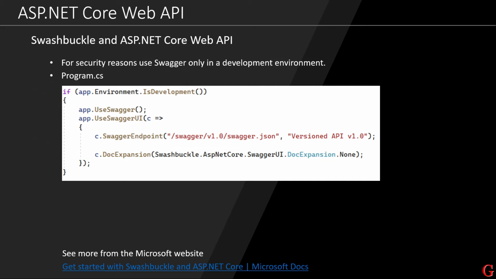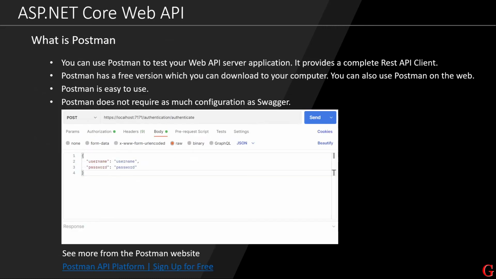And finally, we look at Postman. Postman is an API platform for building and using APIs. Instead of using Swagger, you can also use Postman to test your Web API server application. Swagger user interface is an alternative to Postman. Postman has a free version which you can download to your computer. You can also use Postman on the web. Postman is easy to use and it does not require as much configuration as Swagger.